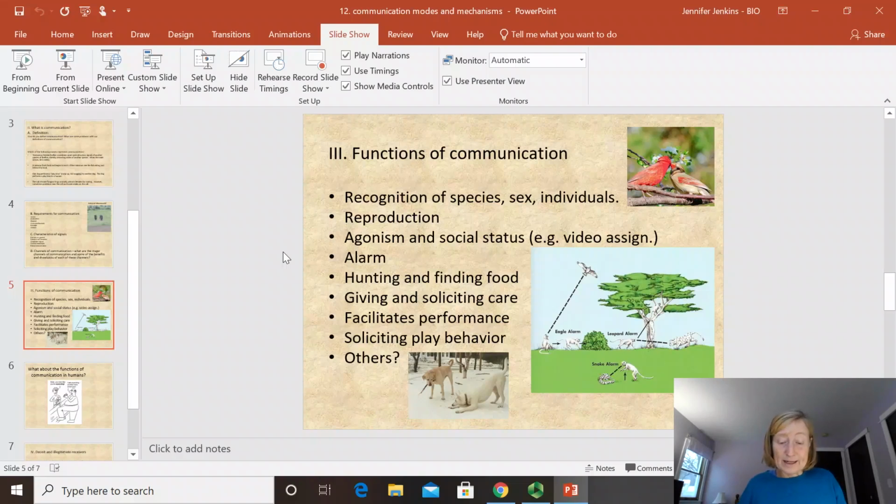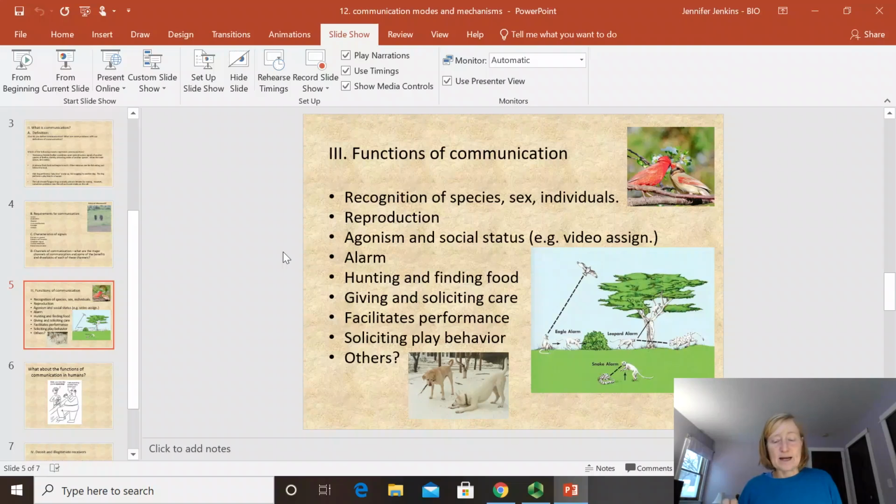Another example of individual recognition is a study done in the 1970s by Falls and Brooks on white-throated sparrows. These are birds that you might see at your bird feeders, and they're very good at recognizing their neighbors by song. So they set up little territories, right? So there'll be residents of a territory and there'll be neighbors nearby in their own territories.